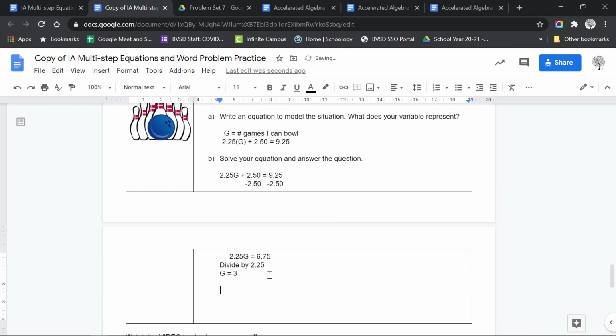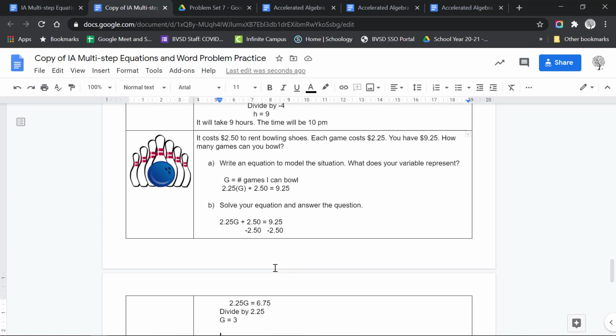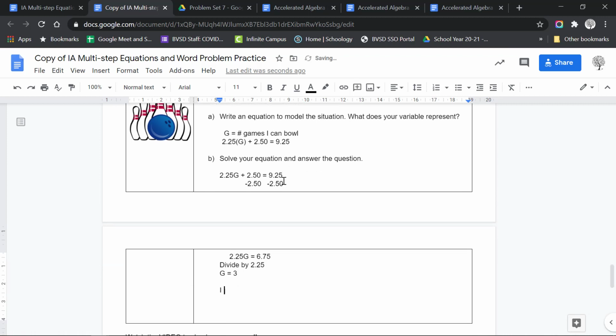Now I'm going to make sure that I answer the question. I'm not just going to say g equals 3. What the heck did g stand for anyway? Oh, it's the number of games. And the question says how many games can you bowl? So I can afford to bowl 3 games.